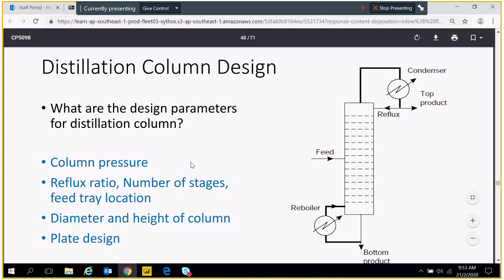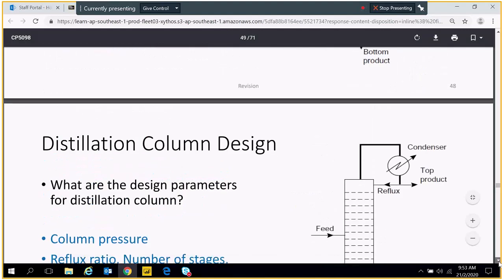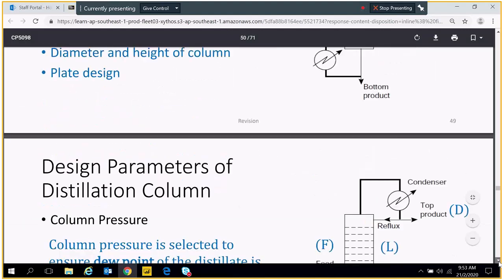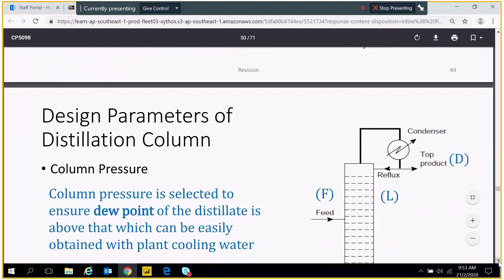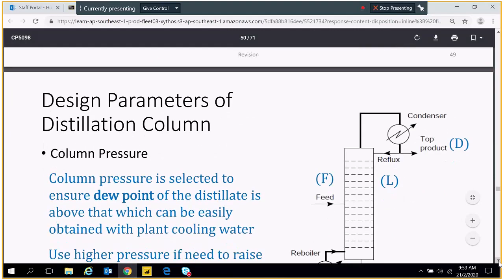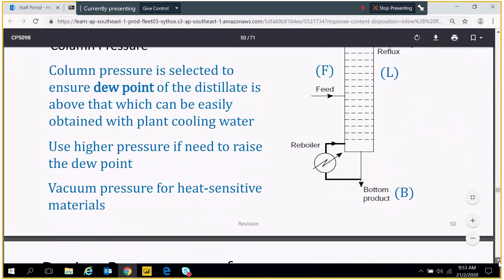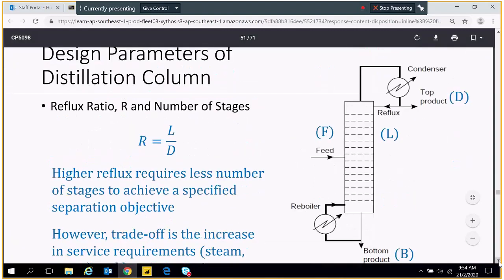Okay, so study this whole thing. Don't just memorize, you must understand the meaning of this. What is a rectifying section? What's a stripping section? This one I already explained in the class. Definition, L over D. That's the reflux ratio.